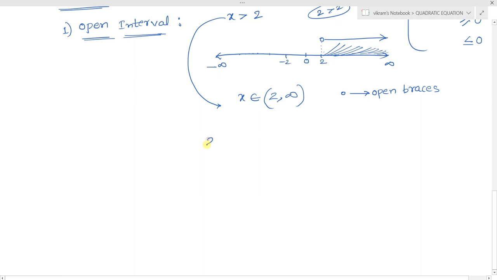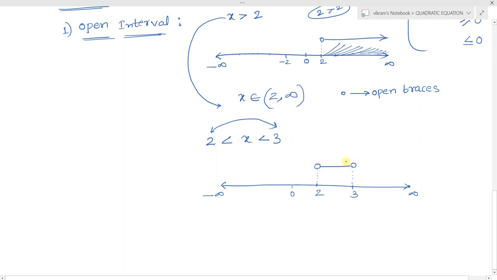Now let's understand with an example. If 2 less than x less than 3 is given, how do we represent it on a real scale from minus infinity to plus infinity? We have 2 here and 3 here. So x lies between 2 and 3. Is the 2 included in the solution? No. So at the 2 we need to represent an open circle, and here also we need to represent a small circle. This is the representation. The result can be written as x belongs to (2, 3), but 3 is excluded from the solution, as well as 2.